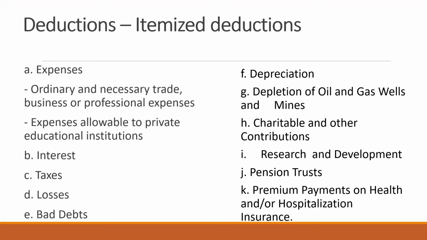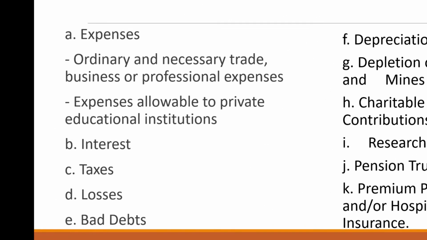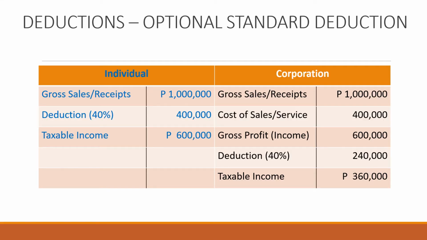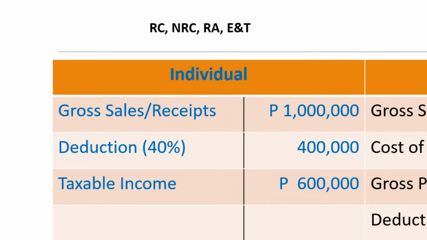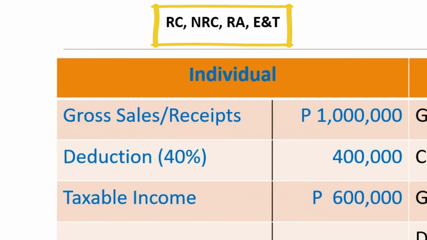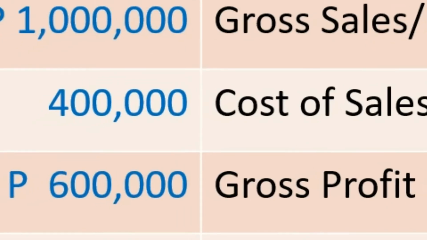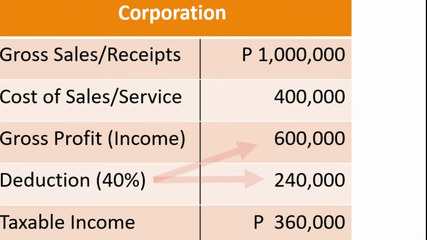Deductions from gross income, as discussed in this lesson, apply to individuals and corporations engaged in trade or business, and to individuals in the exercise of profession. In this video, we will discuss the first 5 items of the itemized deduction. In place of itemized deduction, resident citizens, non-resident citizens, resident aliens, and taxable estates and trusts may deduct a standard deduction in an amount not exceeding 40% of their gross sales or gross receipts. Domestic and resident foreign corporations may also elect a 40% OSD of its gross income.